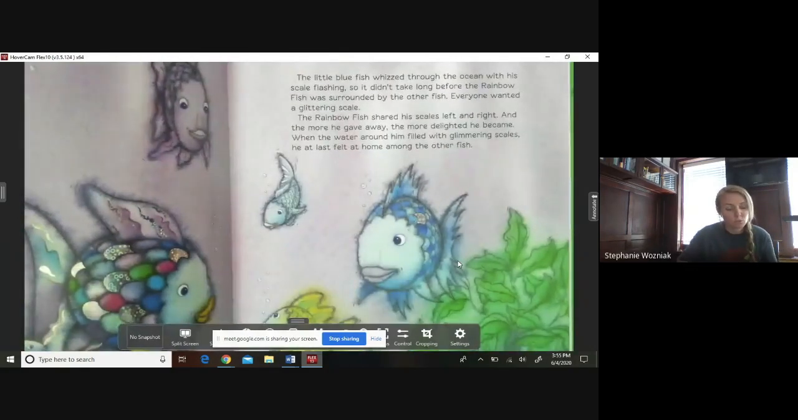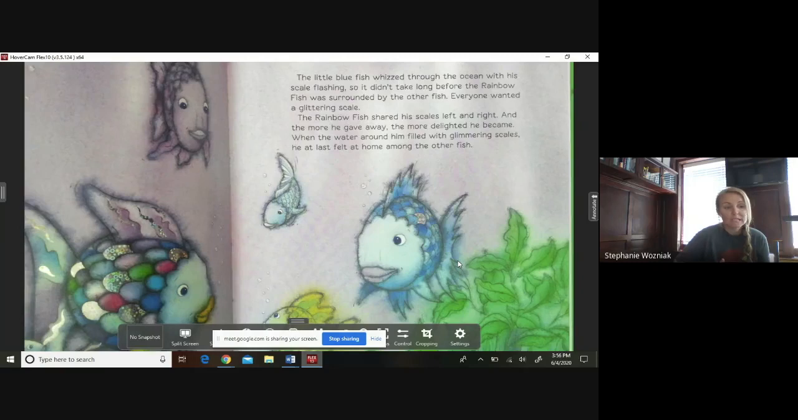The little blue fish whizzed through the ocean with his scale flashing. So it didn't take long before the rainbow fish was surrounded by the other fish. Everyone wanted a glittering scale. The rainbow fish shared his scales left and right, and the more he gave away, the more delighted he became. When the water around him filled with glimmering scales, he at last felt at home among the other fish.